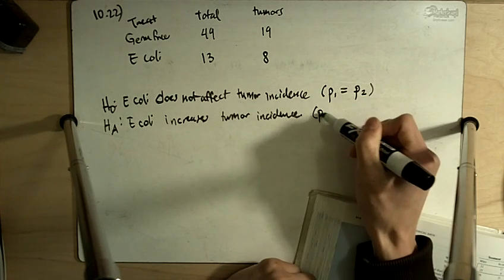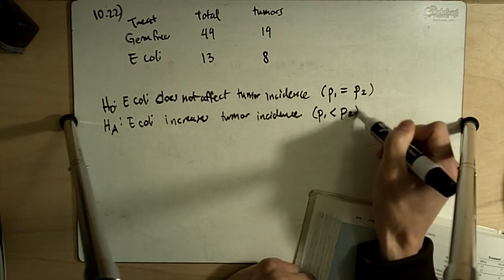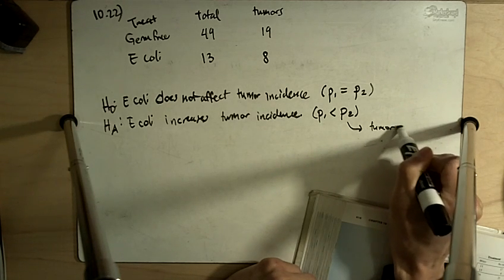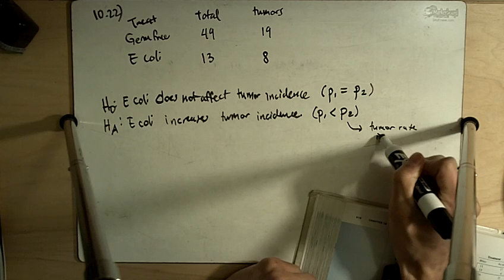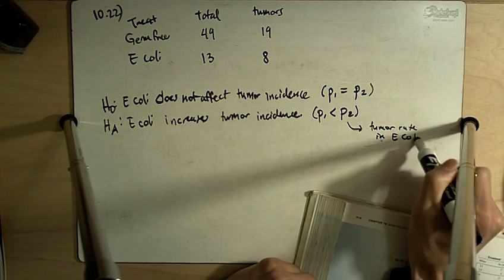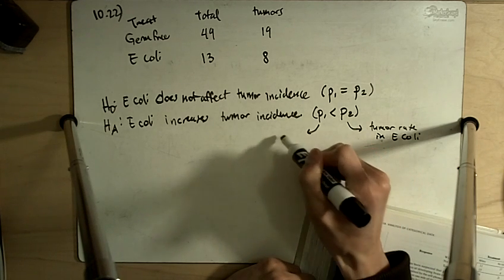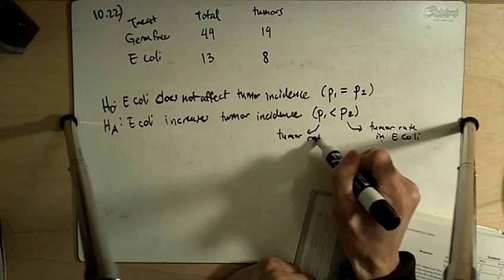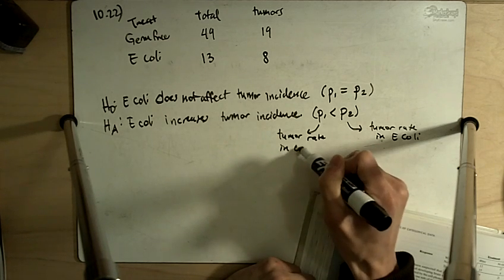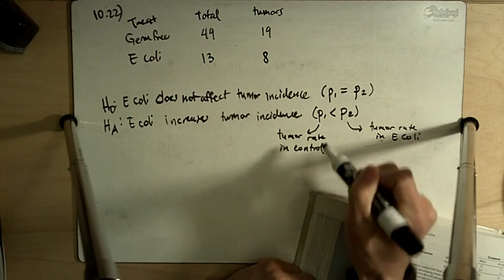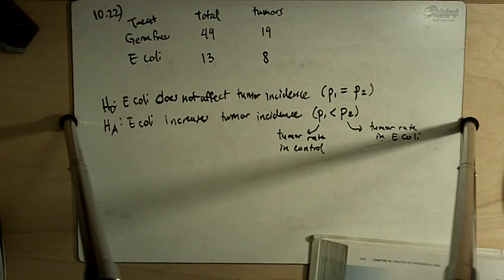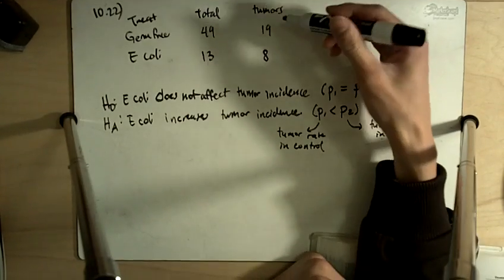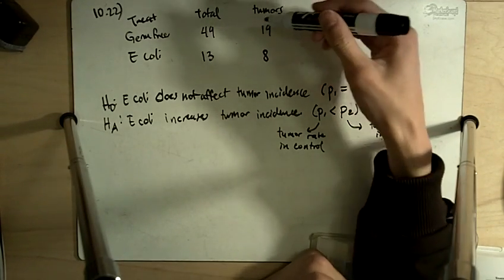In that case, P1 would be less than P2. So P2 is the tumor rate in the E. coli group, and P1 is the tumor rate or tumor incidence in the control group, the germ-free group. Okay, so our table looks like this right now.